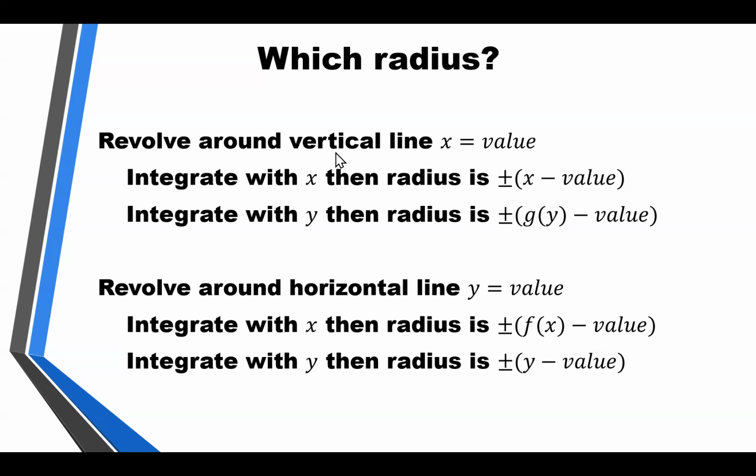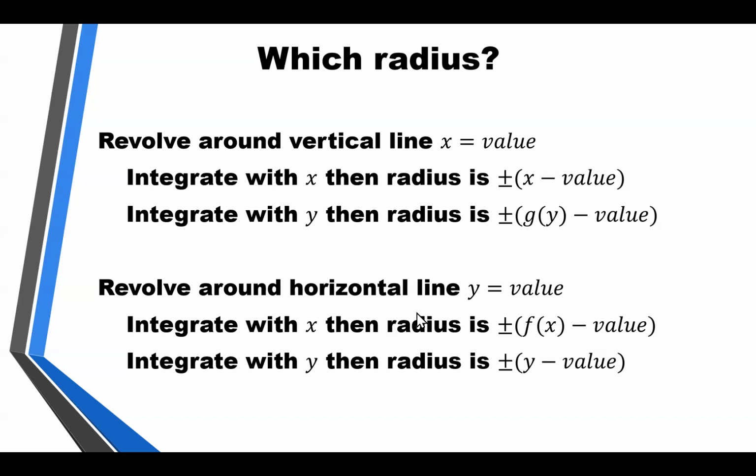If we're revolving around a vertical line, that is x equals a value, and I'm integrating with respect to y, then the radius is going to be my function minus that value. My function with respect to y minus the value. So the expression, in other words, minus the value. And again, if the value is bigger than the outputs of this function, then I may have to do value minus function instead.